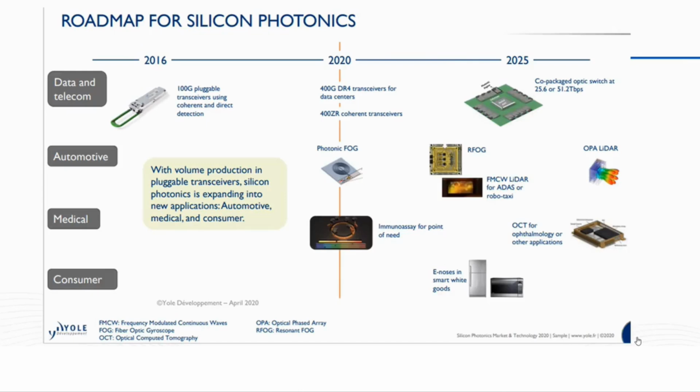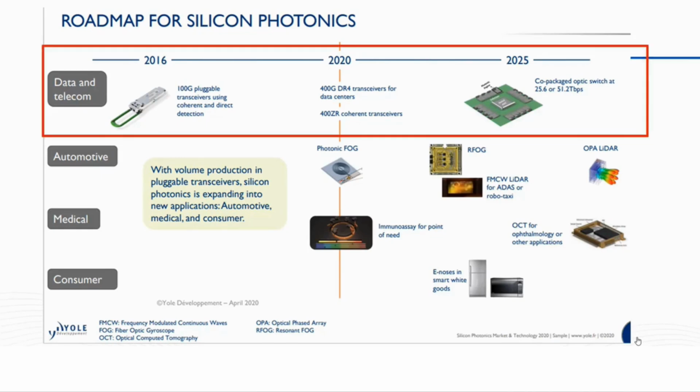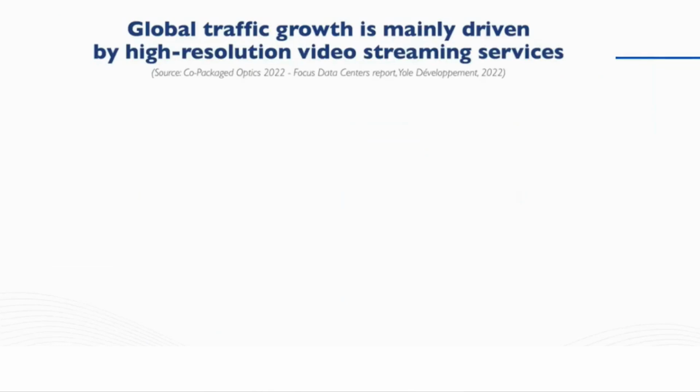Regarding silicon photonics, because the optical transceiver is a part of data and telecom, if we look at the roadmap for silicon photonics, we see that in 2025 we need to reach 25.6 or 51.2 terabit per second with co-packaged optics. And why do we need such huge bandwidth?